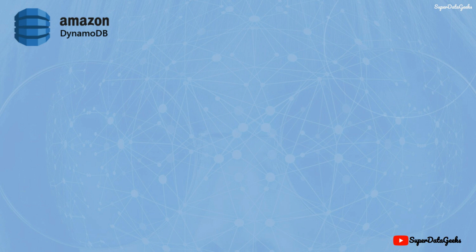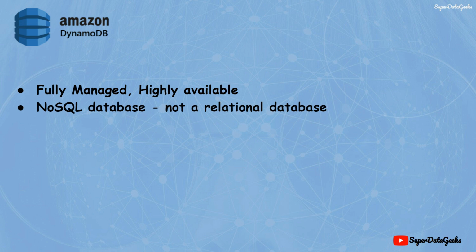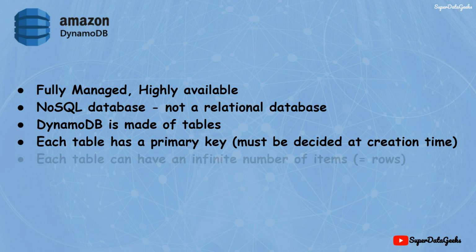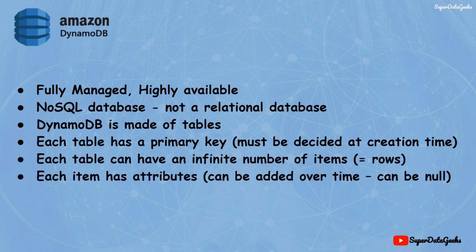Another is Amazon DynamoDB. It is fully managed and highly available. It is serverless. You don't need to set up your servers. It is a NoSQL database, and it is not relational. DynamoDB is made up of tables. Each table has a primary key, which must be decided at creation time. Each table can have an infinite number of rows, that is, items. Each item has attributes. Maximum size of an item is 400 KB.